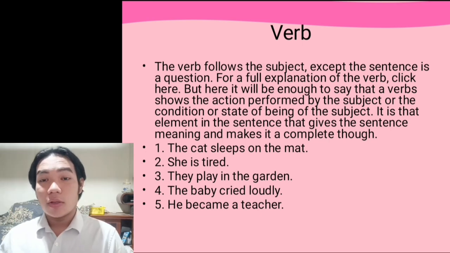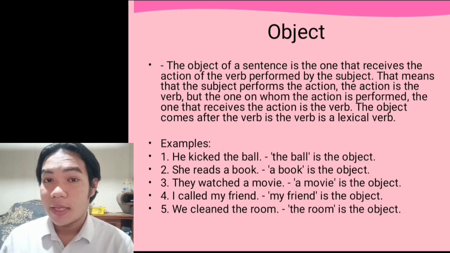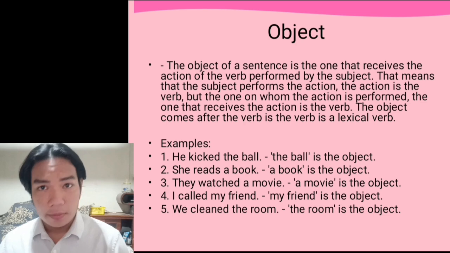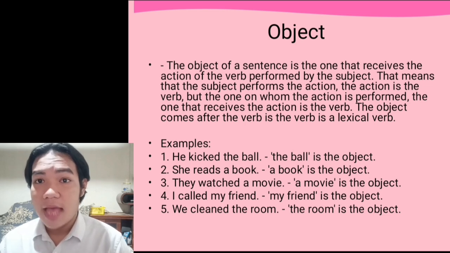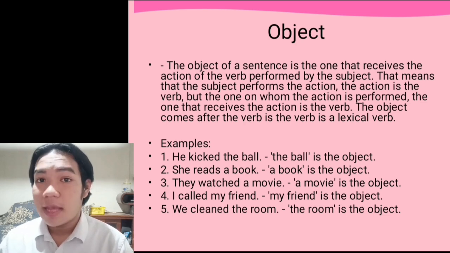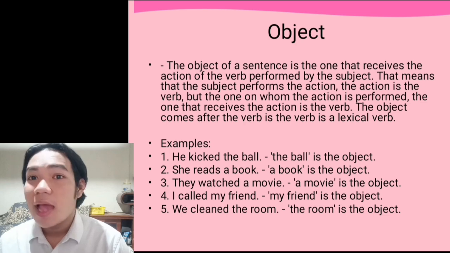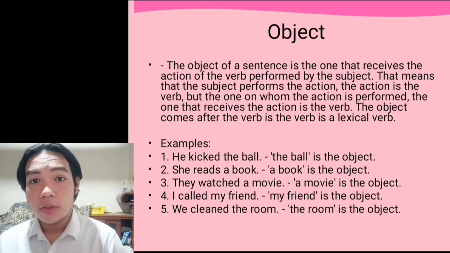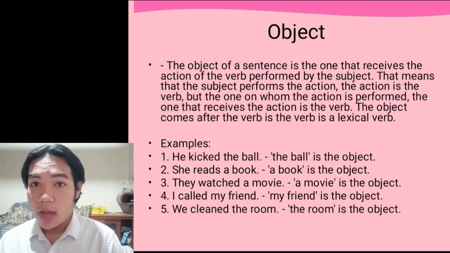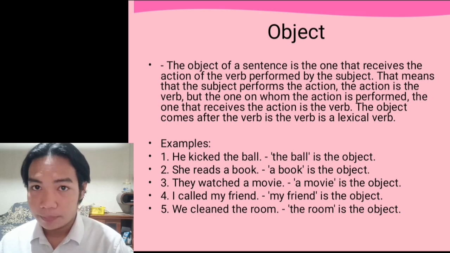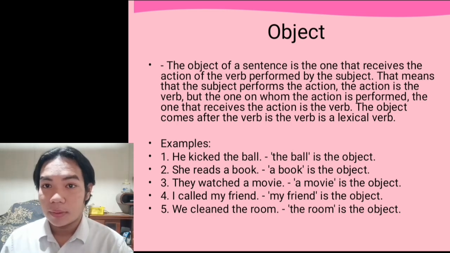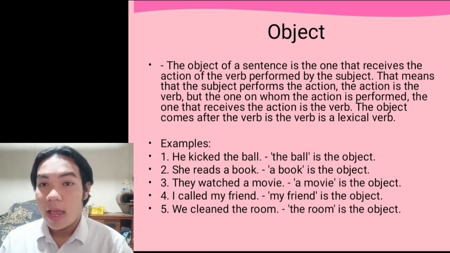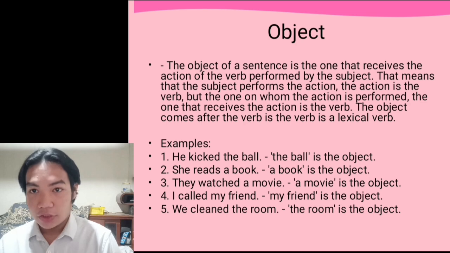So now let's move on to the third element of sentence structure, which is the object. So what is an object? The object receives the action of the verb, so the subject does something, and the object is the one that the action is done to. To find the object, ask what or whom after the verb. For example, he kicked the ball. So the ball is the object, and kicked is the action.